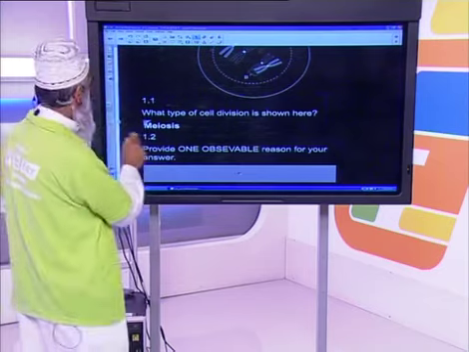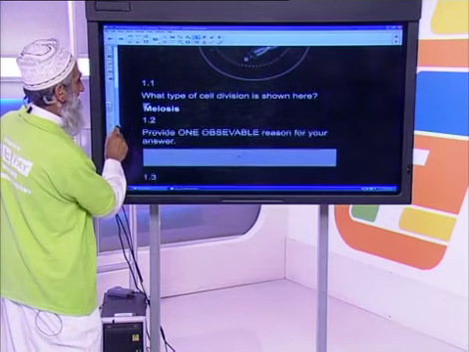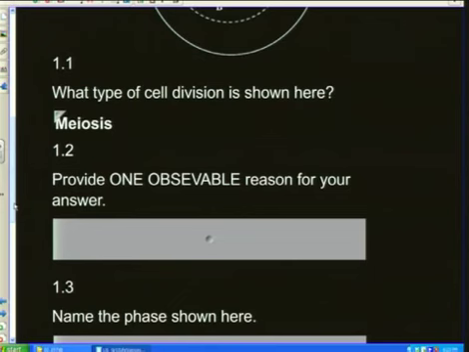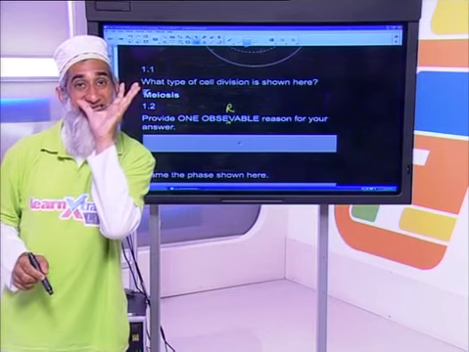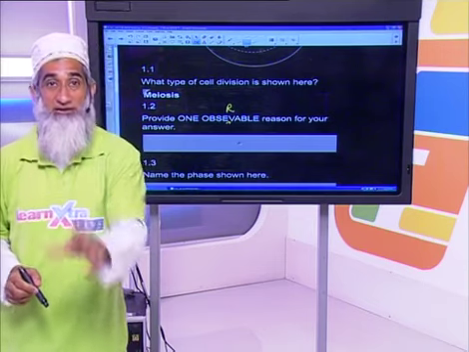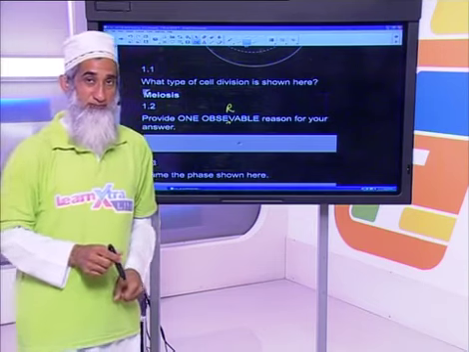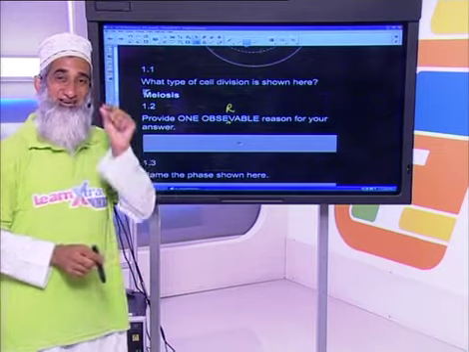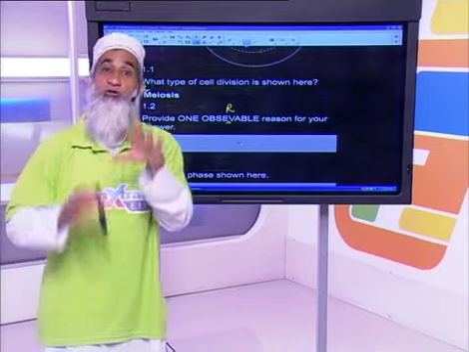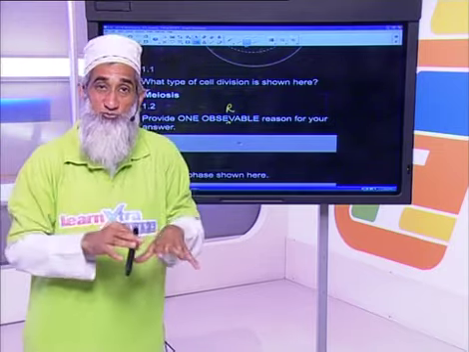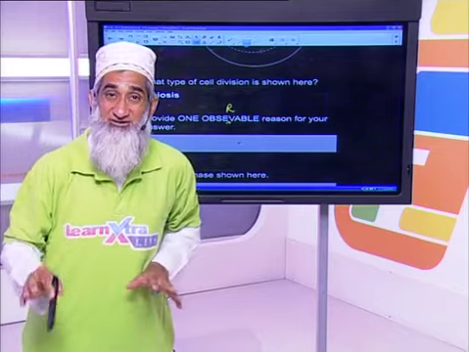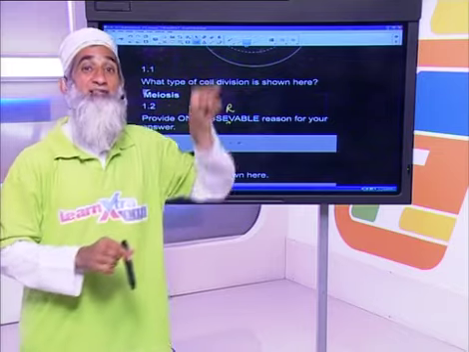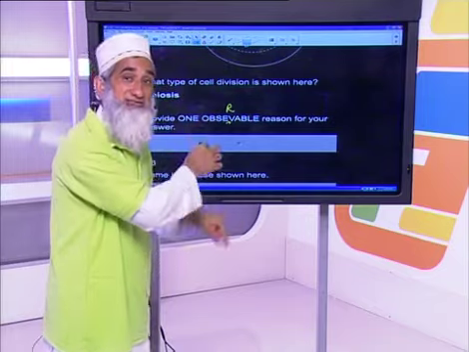And notice the word observable, although it's spelled incorrectly, it should be observable with an R there. Observable reasons for your answer. It is in uppercase, normally bold even in your exam paper sometimes. Why? Because they're trying to get your attention that, listen, we know you know lots of other reasons why this could be meiosis. We're not interested in those reasons. We are only interested in what you can see in this diagram.